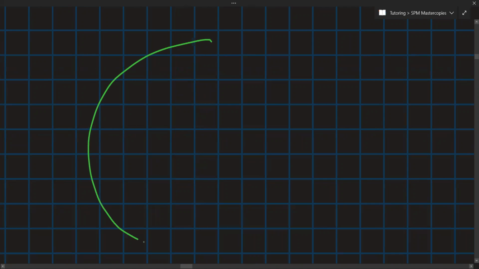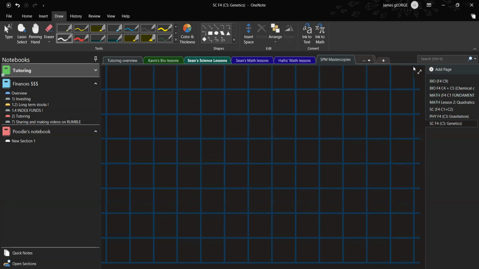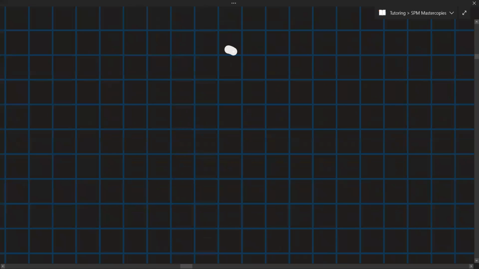Oh no, it's green in color. Hang on, let's change it to white. Okay, we're good to begin.